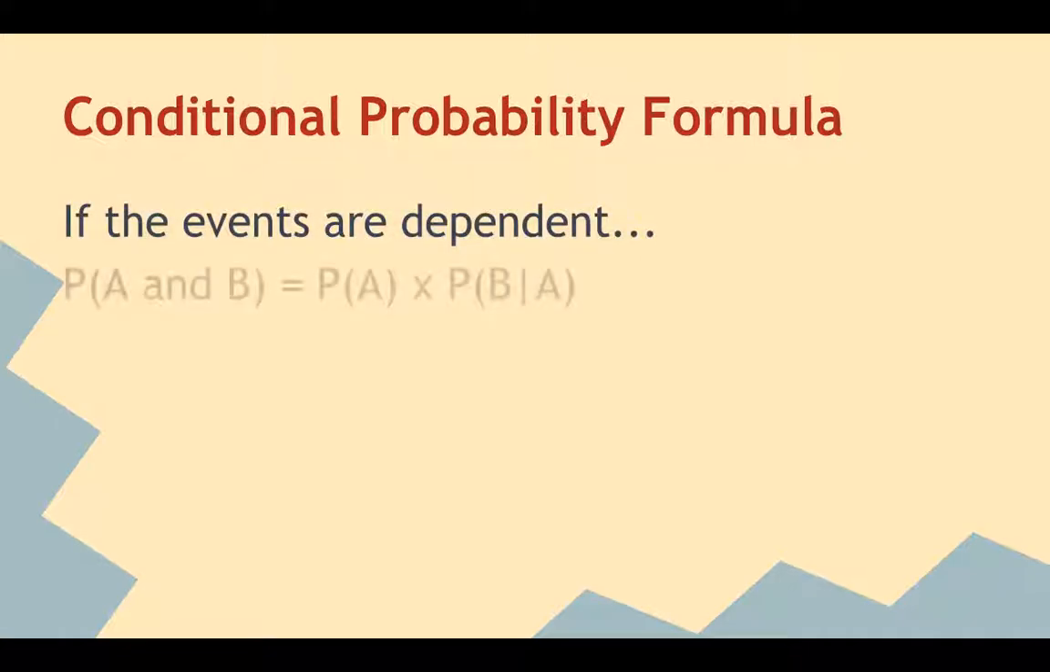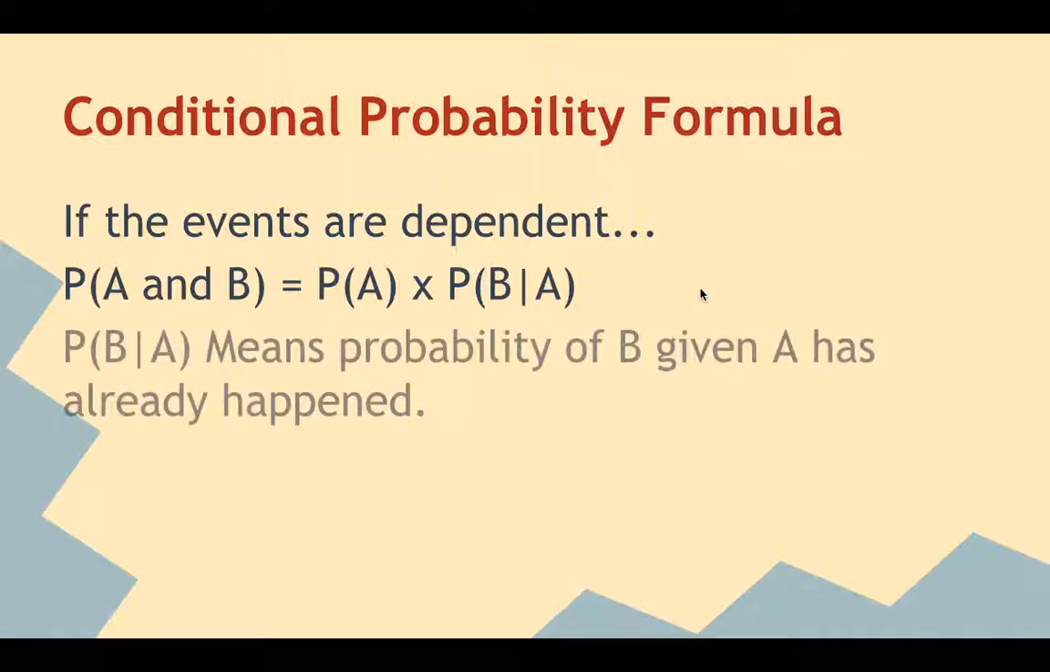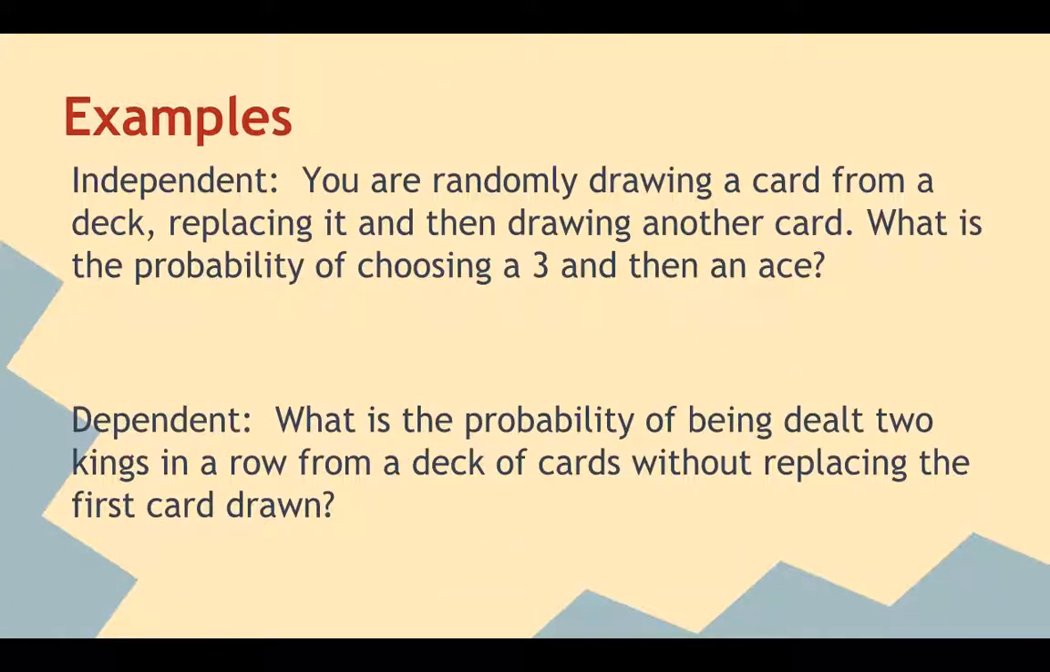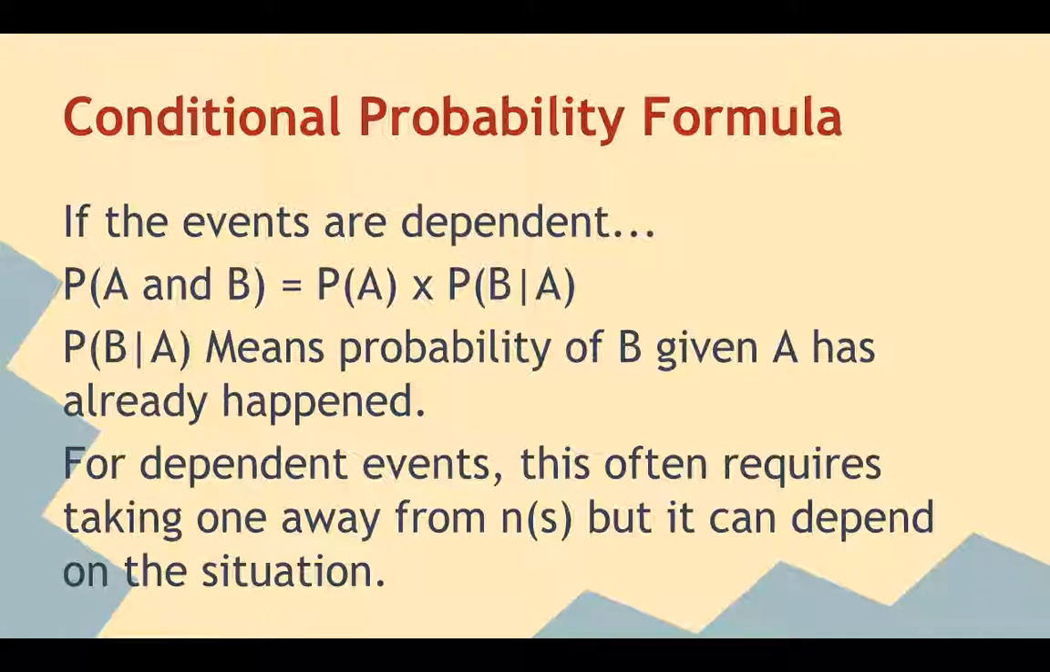It's the exact same formula, except for this little second part, it's what we call probability B given A. So that's the probability of B given A. And so it's that given A has already happened. For dependent events, this often requires taking one away from n of S, but it can depend on the situation. So you really have to think about what you're doing there.